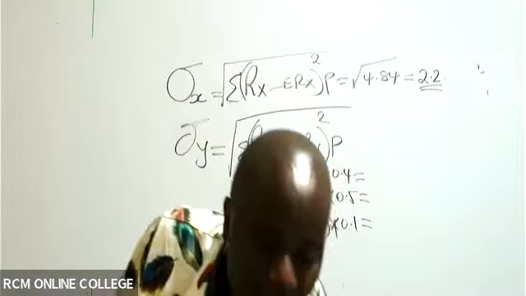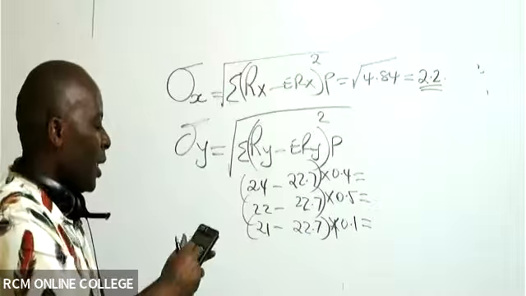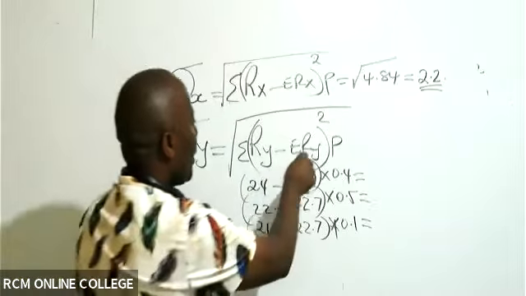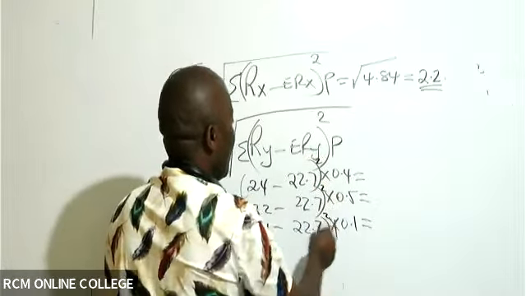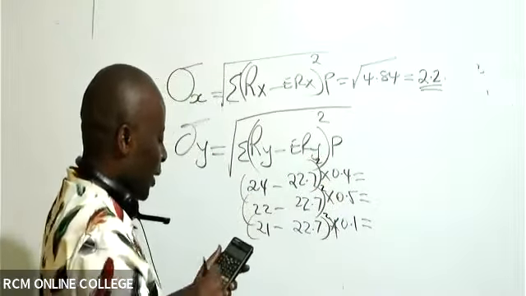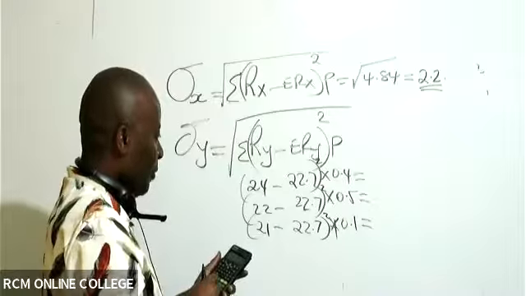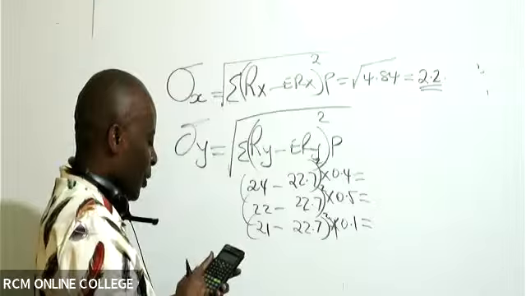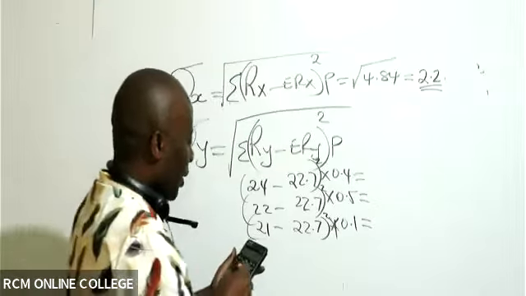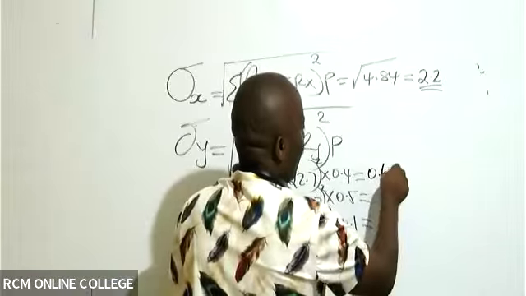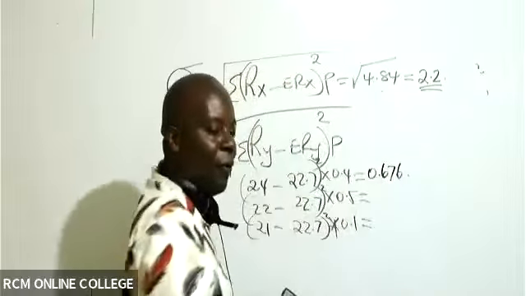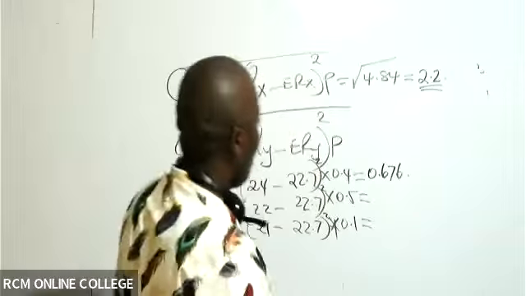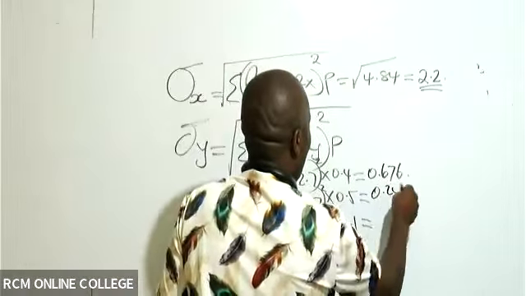So this is where I will do it in my calculator. You simply say open brackets 24 minus 22.7, then you square, times 0.4. You get equals 0.676. Now I've set an example for you. Now you should be able to get 0.245. So we have here 0.245.